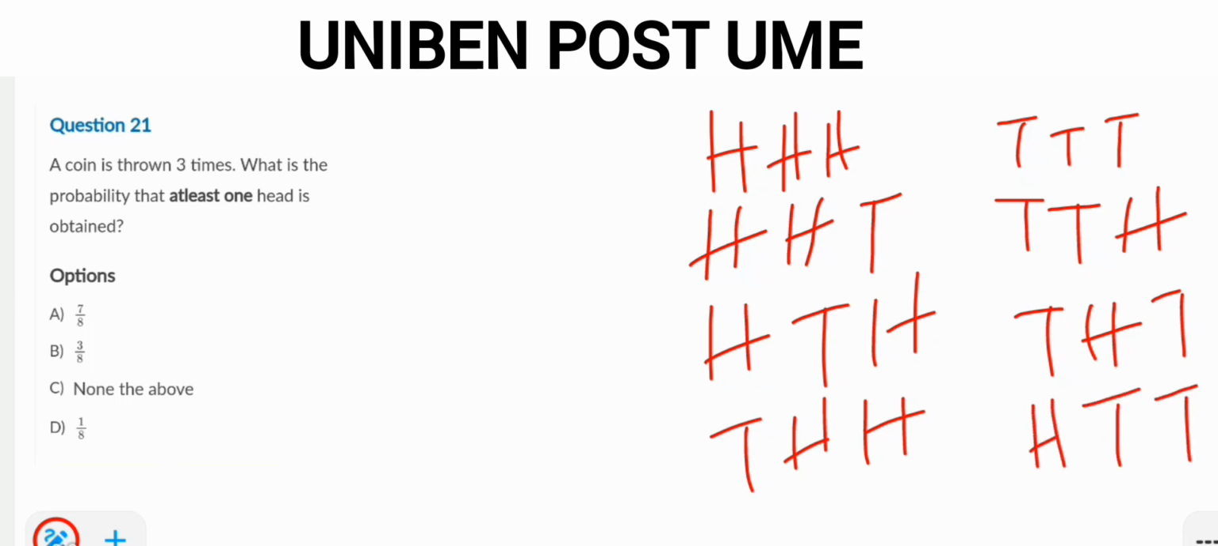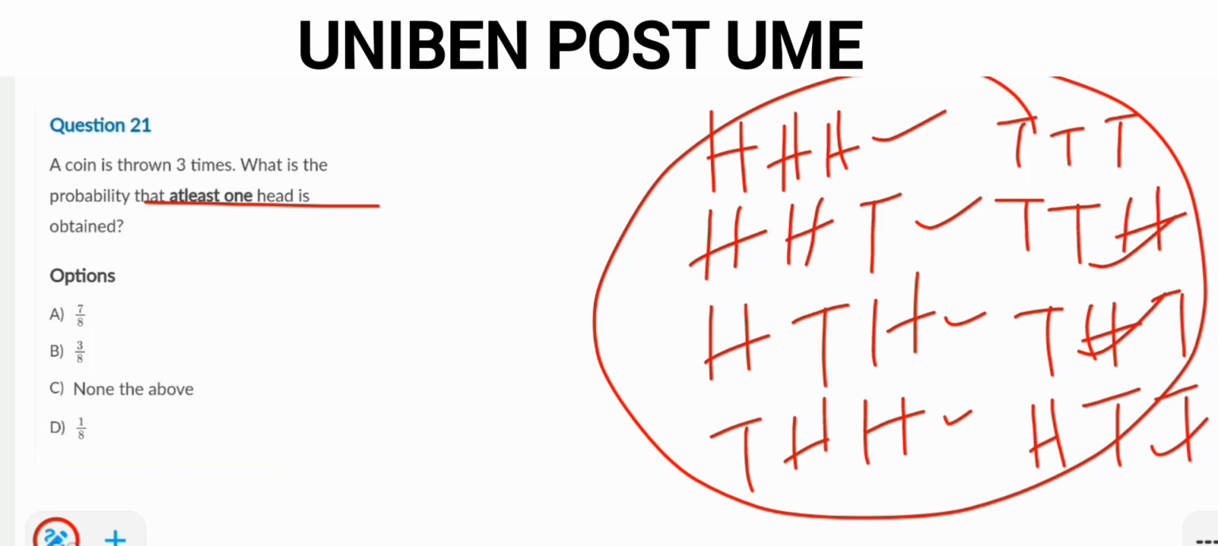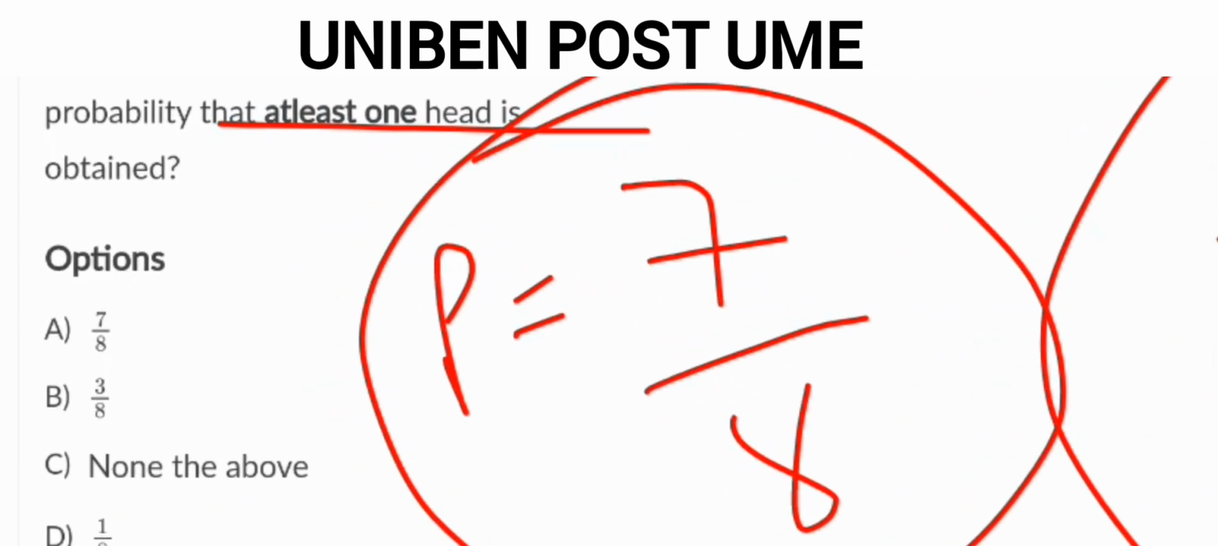Now from these 8 options, you are told to find the probability of at least a head. At least means from 1 upwards. So anywhere H appears, that's what you should count. So anywhere there is H, you have 1, 2, 3, 4, 5, 6, 7. There are 7 options that have H. But altogether, there are 8 options. So the probability will be the number of options that have H, that is 7, divided by the total number of options in this question, which is 8. The answer is 7 over 8.